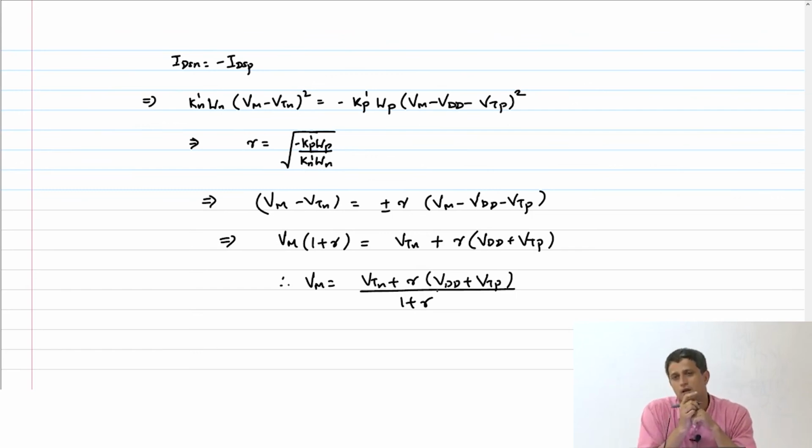Okay. So it's very likely you might think that I am doing this plus minus because Kp prime is a negative number. That is not the case. Kp prime negative is already negated by the IDSN equal to minus IDSP, that's taken care of. When you take the square root, there is a plus or minus, that has to be resolved appropriately. Okay.